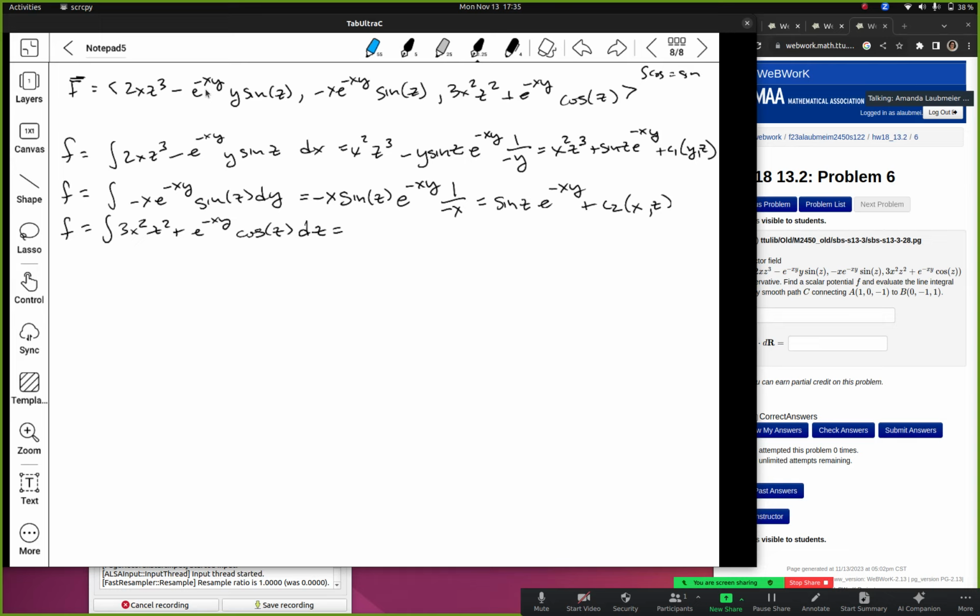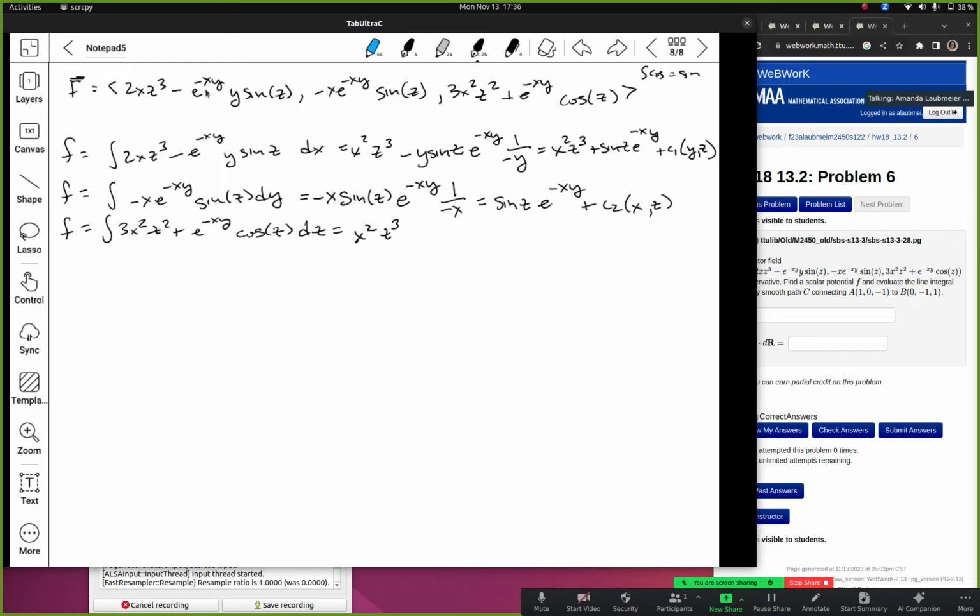And then integrating that last component, we've got 3x squared z squared. So x squared is a constant as far as z is concerned, but then 3z squared is going to integrate to z cubed, or 3z cubed divided by 3, which just gives us that z cubed.